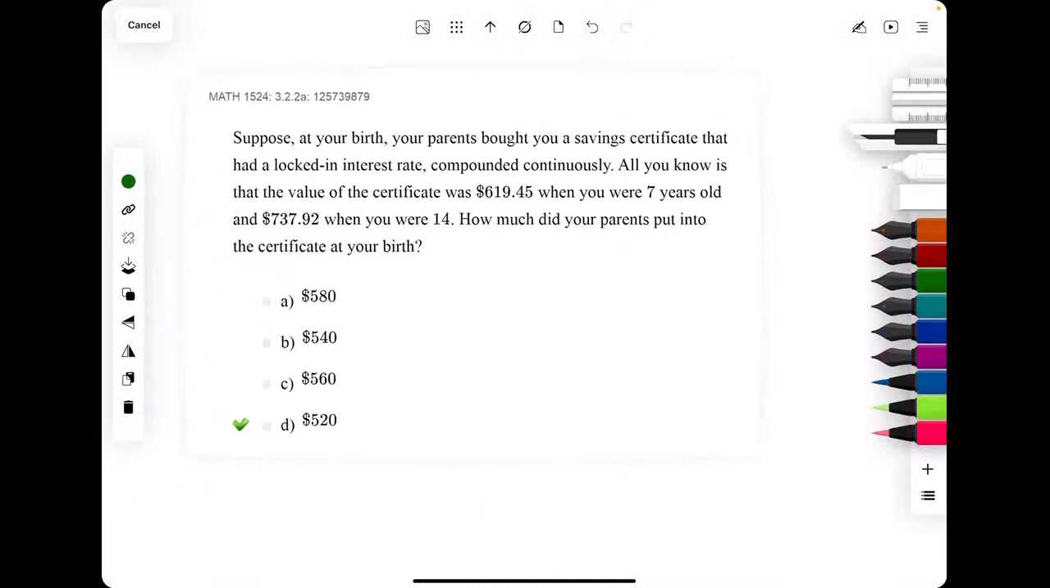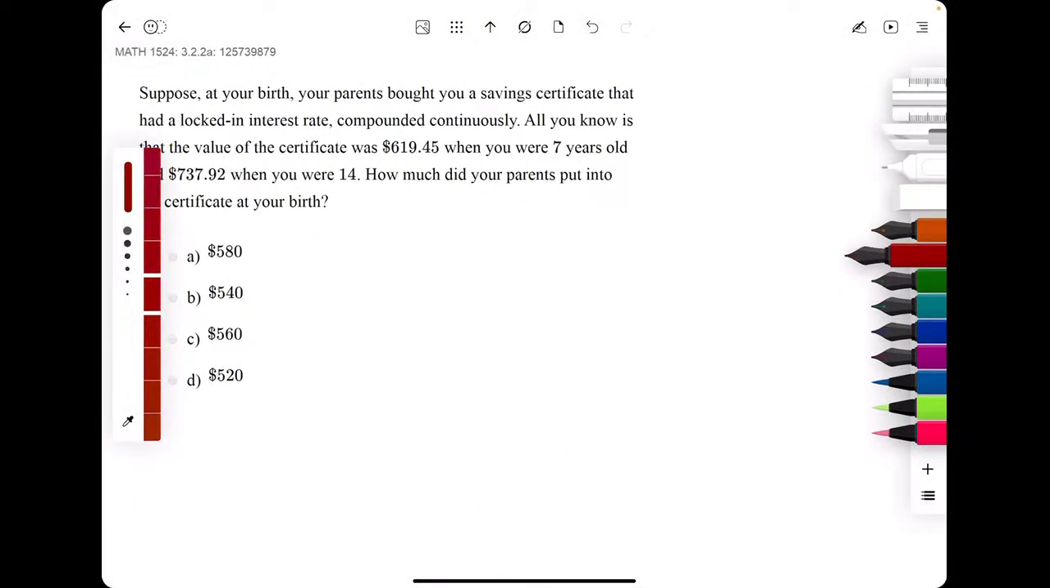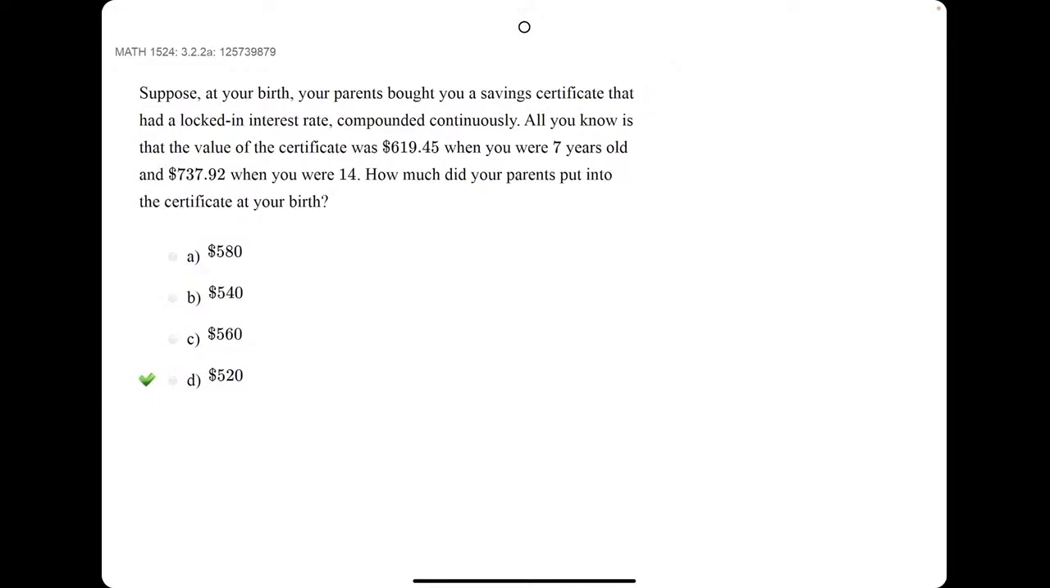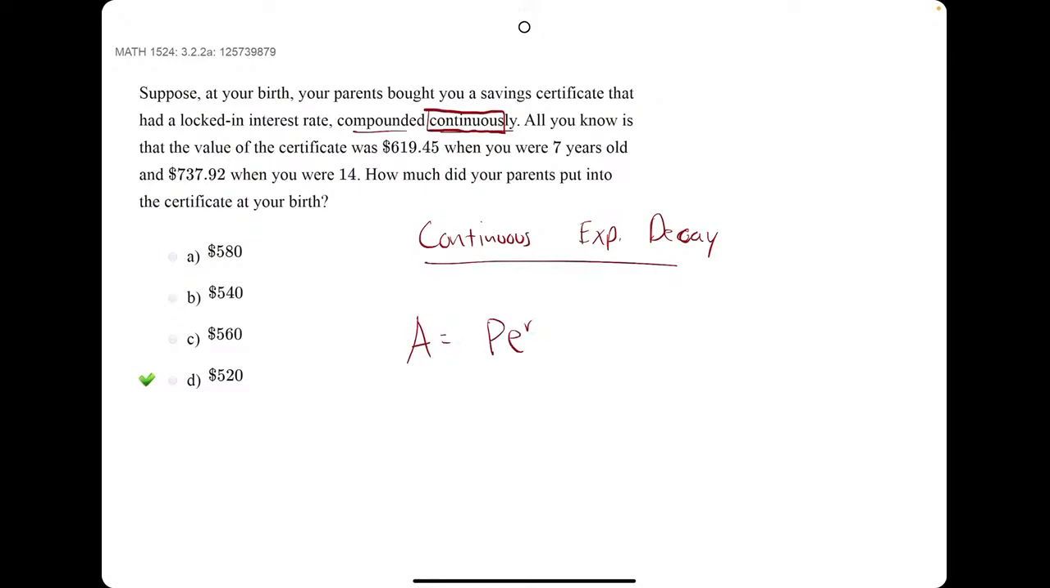But I would recommend maybe going over a couple other problems that mention interest compounded continuously. The key word is continuous. Continuous interest, interest compounded continuously, or sometimes they'll say continuous exponential decay. Anytime you see the word continuous, this is from quiz 4, I believe, you always use PERT.